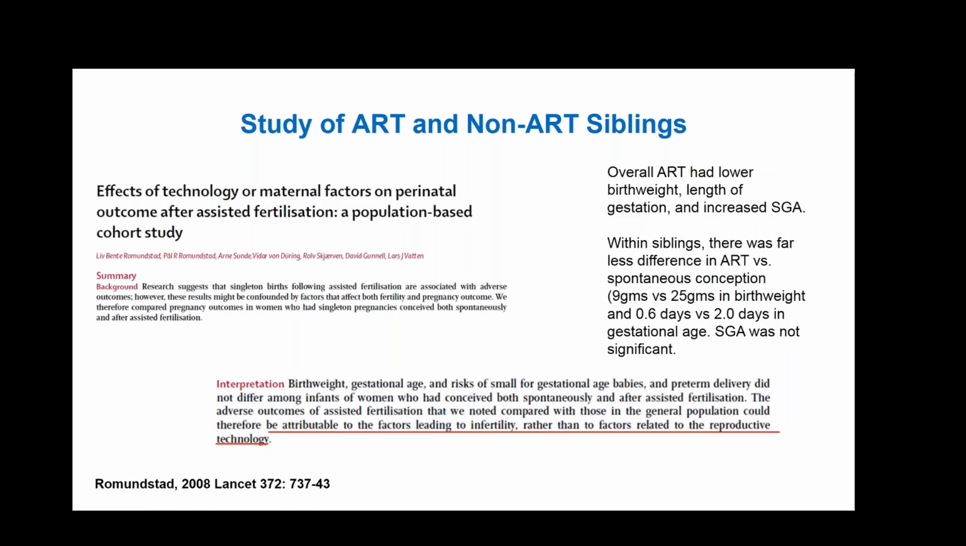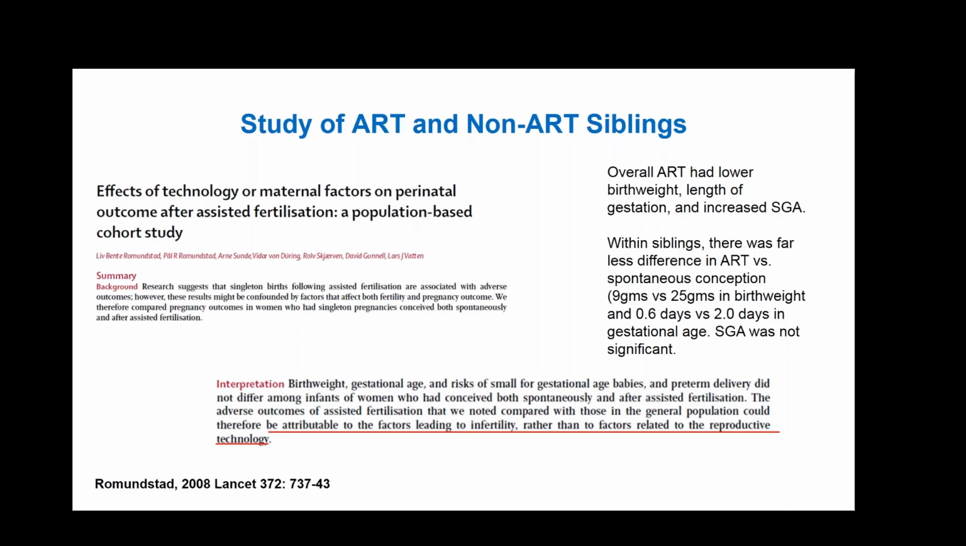Trying to get to underlying issues that contribute to ART outcome, a clever study in 2008 by Romstead et al. pointed to a role for health issues in the women undergoing ART. This study looked at sequential deliveries to the same woman, one spontaneous pregnancy and one ART-conceived pregnancy. As in other studies, when the ART pregnancies as a group were compared with the spontaneous pregnancies, there was a higher rate of preterm delivery, low birth weight, and small for gestational age babies in the ART deliveries.